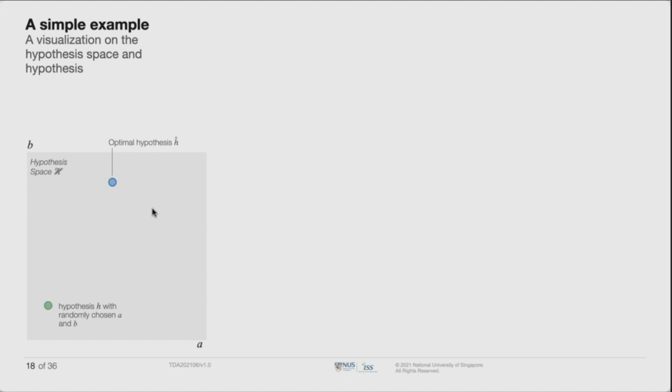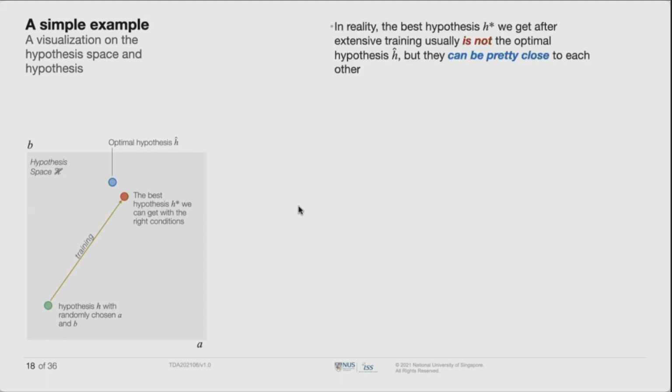The optimal hypothesis is what we are trying to get. With the data that we have, after some proper training, we get the best hypothesis with whatever we have. This hypothesis is denoted by a red dot and mathematically, it is expressed as H asterisk. Now, in reality, the best hypothesis H asterisk that we get after extensive training usually is not the optimal hypothesis H hat, although they can be pretty close to each other. You can get the feeling from the illustration.